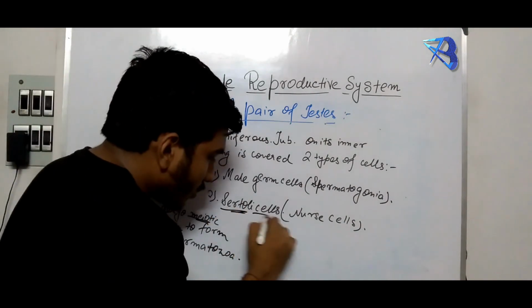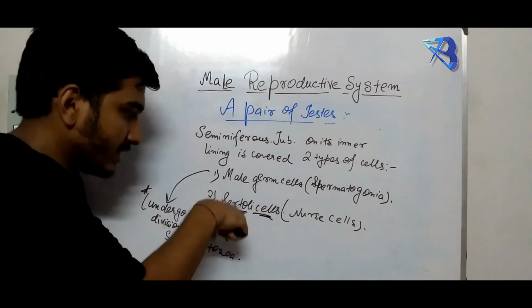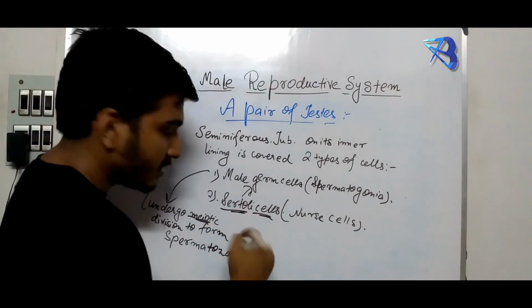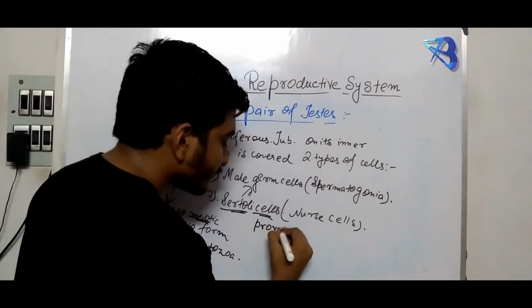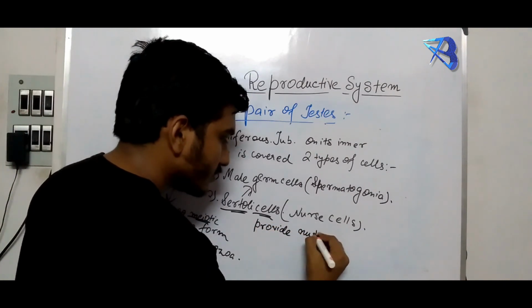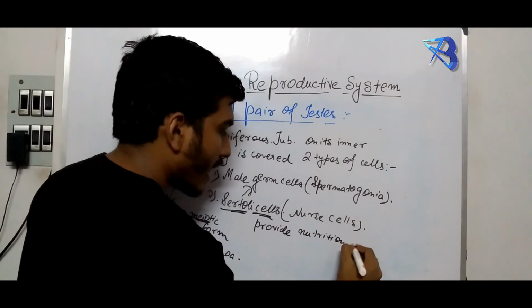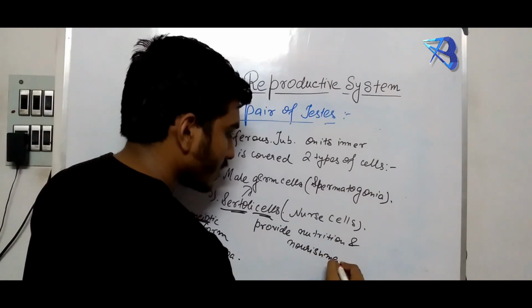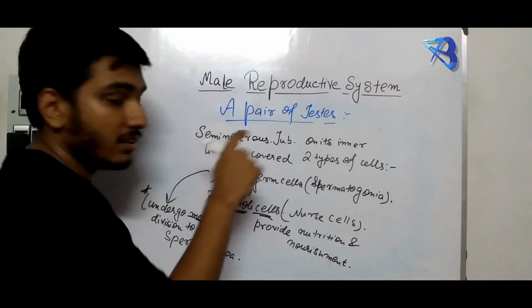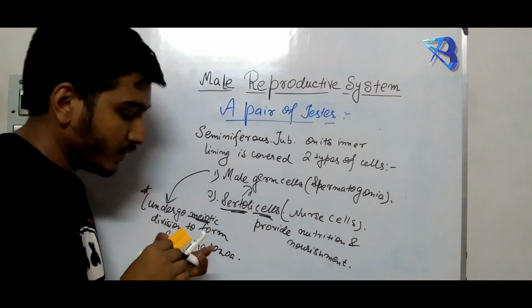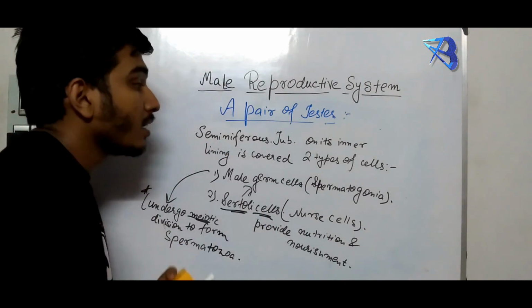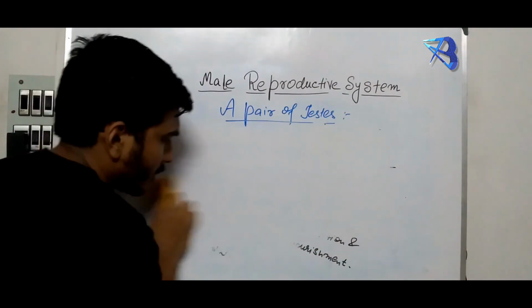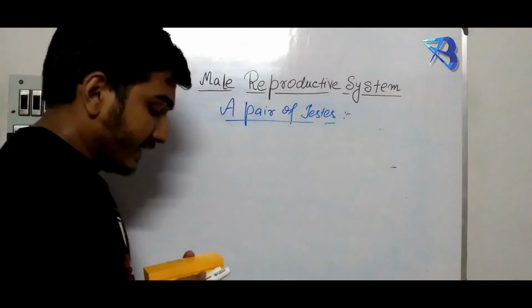What is the function of the Sertoli cells? They provide nourishment and nutrition to the male germ cells. So the main function of the Sertoli cells is to provide nutrition and nourishment to the male germ cells. Okay. So these were the 2 cells in the inner lining of the seminiferous tubules. Now let's come to another very important part, that is interstitial cells.